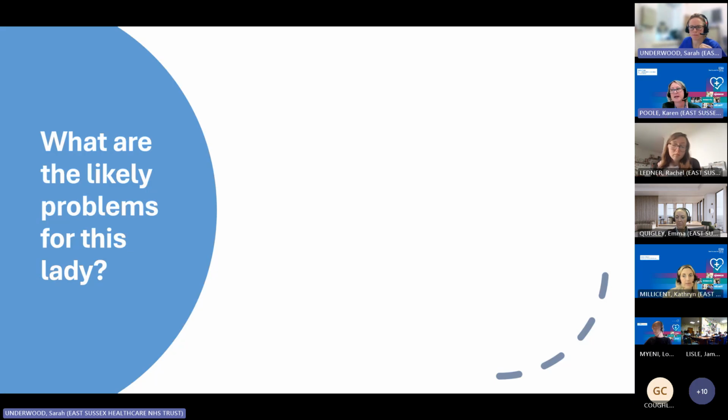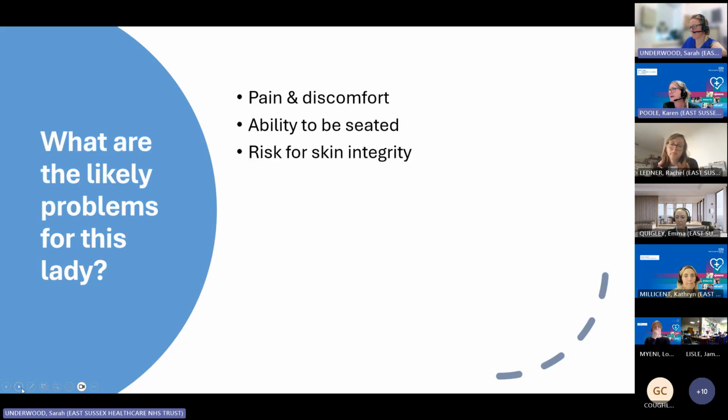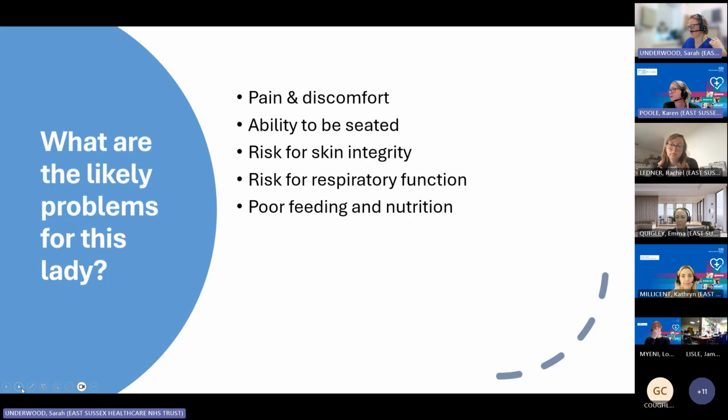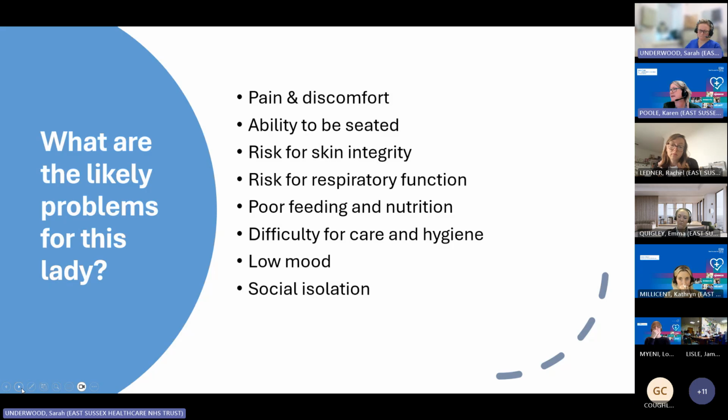Isolation. Thank you. Great. Sarah, if you just press the forward button, it'll bring them up. So pain and discomfort, ability to be seated, skin integrity, respiratory function, poor feeding and nutrition, care and hygiene, low mood, and social isolation. So there was a lot riding on this for us to make some difference. And again, it's all about us thinking slightly more broadly around what we consider success to look like.